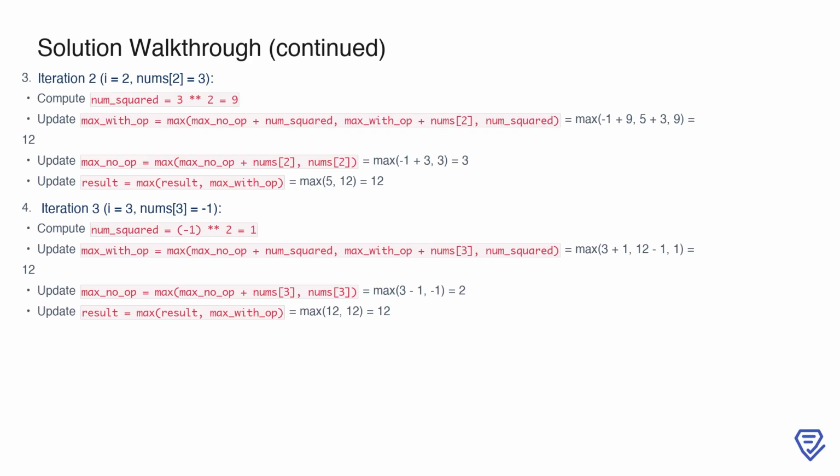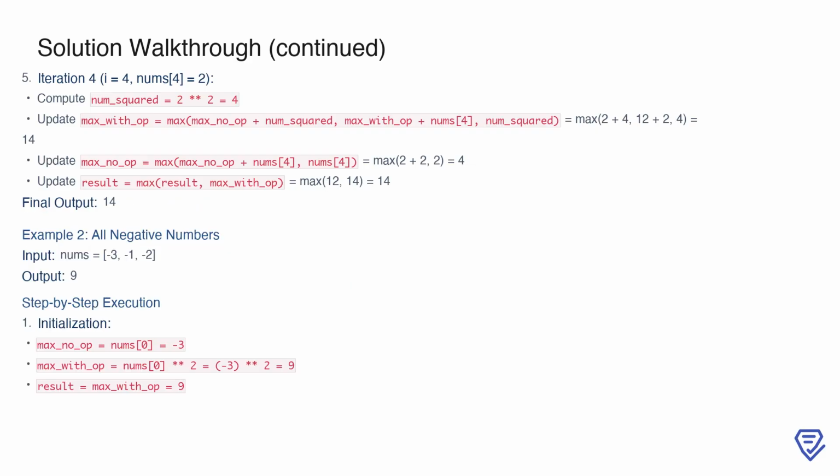Finally, result remains unchanged at 12, as it is already the maximum value. In the fourth and final iteration for this example, where i is 4 and nums[4] is 2, we start by squaring 2 to get 4.